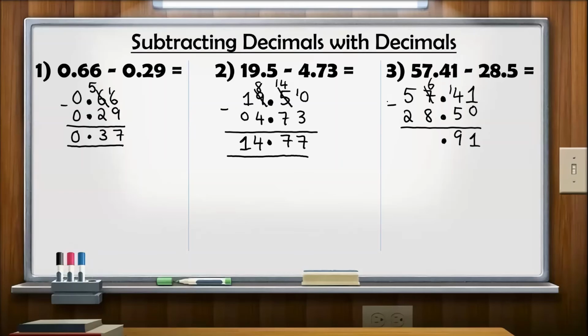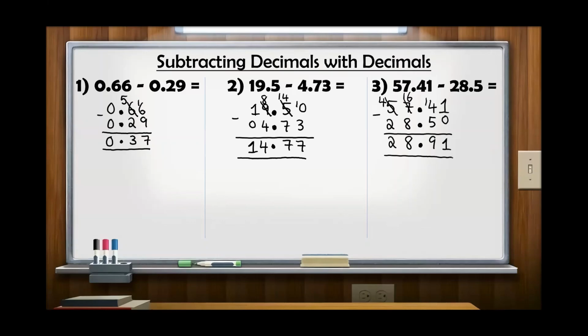I'm going to do 6 take away 8, which we can't do. So again, I'll borrow from my next place value position. So the 5 becomes 4, and my 6 becomes 16. 16 take away 8 is 8. 4 take away 2 is 2. And there you have it. The final answer for 57.41 subtract 28.5 is equal to 28.91.